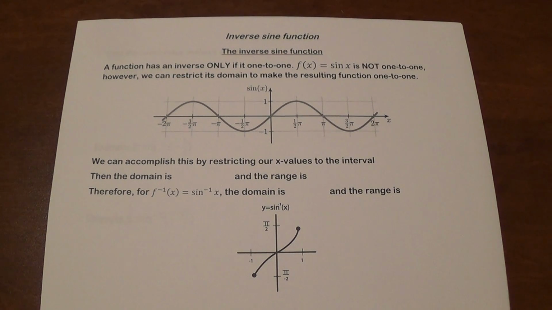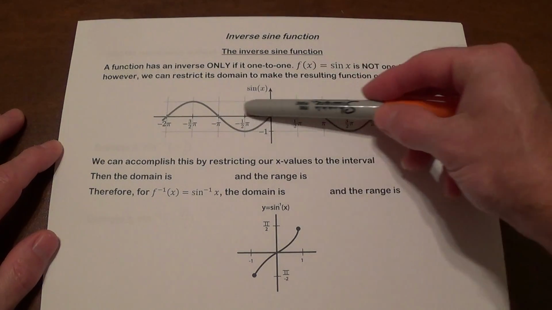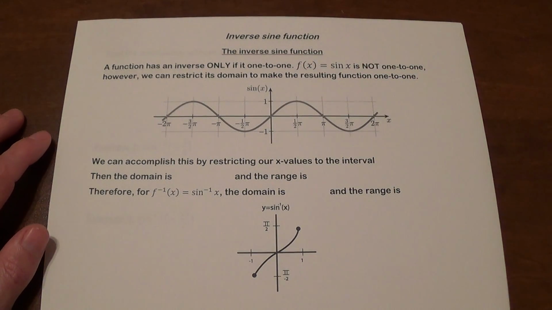Hi, this video is about inverse sine function. So when we deal with functions, to have an inverse, a function has to have one-to-one relationship, and f of x equals sine x does not have one-to-one relationship, because if you draw a horizontal line, you're going to have multiple values of x for the same value of y.